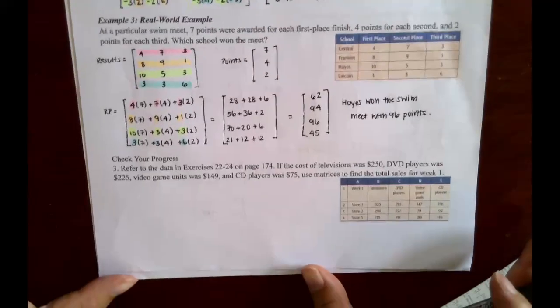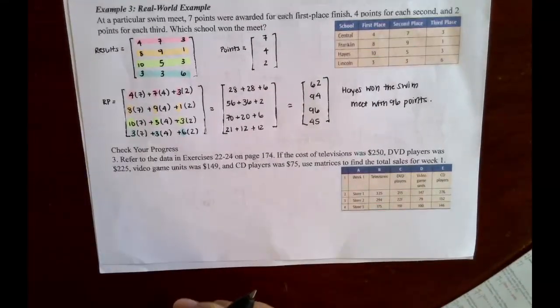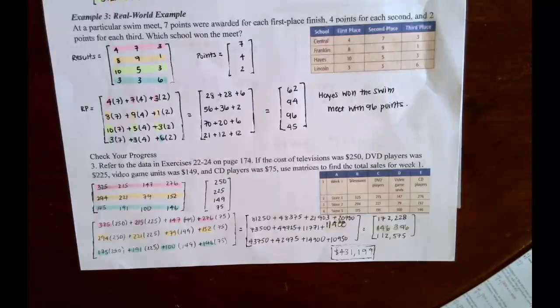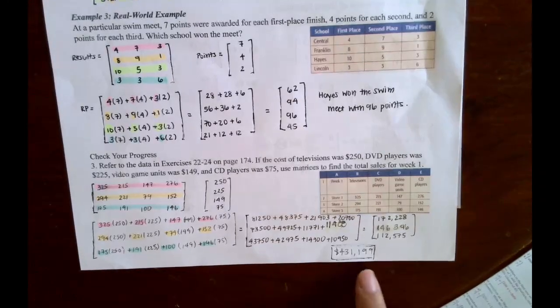Okay, you're now going to work on check your progress 3, and then once you're done, come check your answer. For check your progress 3, you should have gotten 431,199. If you did, you can move on to the next example. If not, here's your explanation.